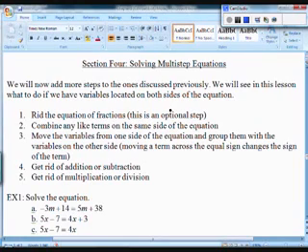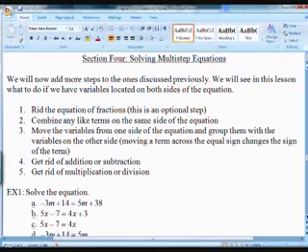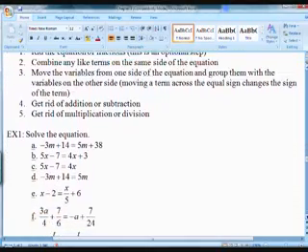Step number 3, move the variable from one side of the equation and group them with the variables on the other side. And keep in mind moving a term across the equal sign changes the sign of the term. Then steps 4 and 5 are the same things we did. Once you do steps 1, 2, and 3 today, you'll have a 2-step equation left every time. But some of you would rather just see problems than to see steps, so let's just work some.